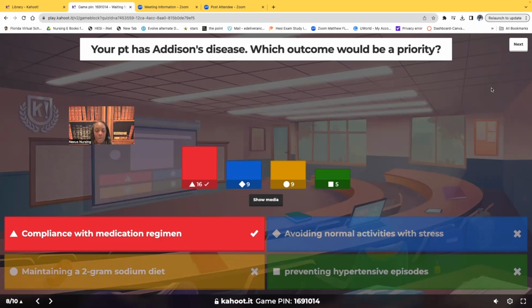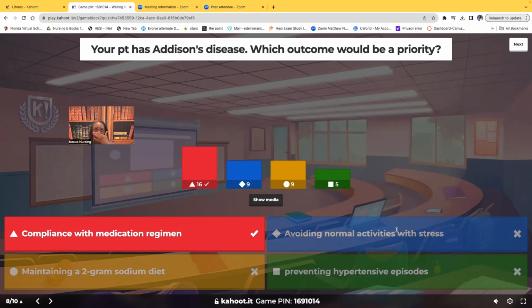Now, I noticed 9 of you guys chose avoiding what type of activities with stress? Normal. I know you guys saw stress and you jumped on it, but you guys got to be careful because this is exactly how NCLEX tricks you as well. Look what it says: normal activities with stress. Guess what? You cannot live a stress-free life, right? So that's not going to be the answer because you're going to have stress. But if you're coming across something extremely stressful, such as the other examples that I just mentioned, then you're going to let the healthcare provider know because you expect your dosage to be increased. But you're not going to teach them to avoid normal activities with stress.